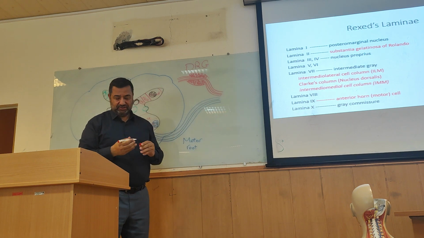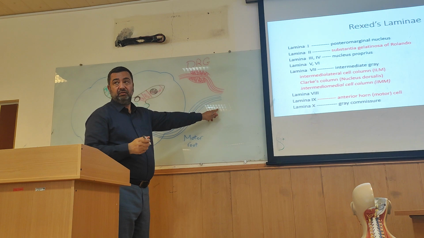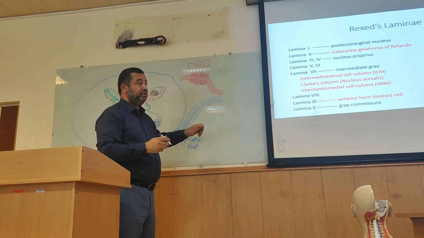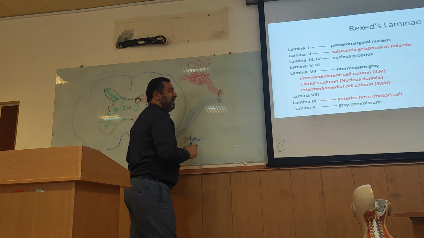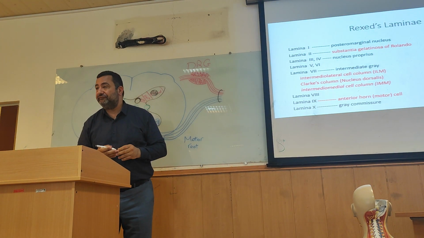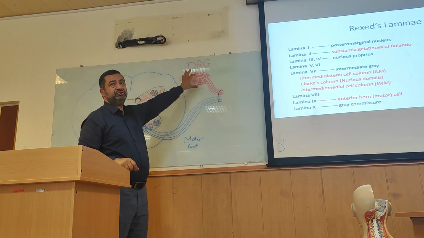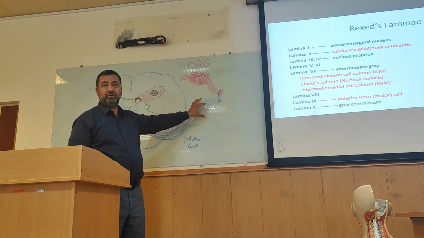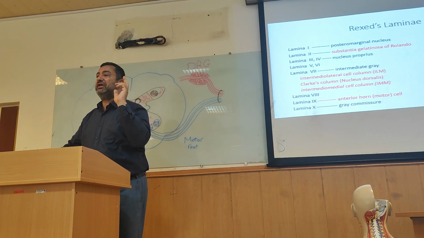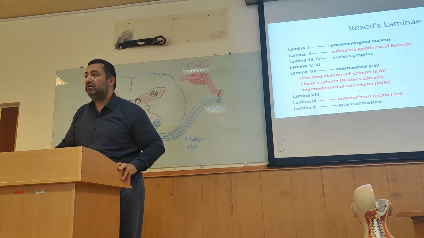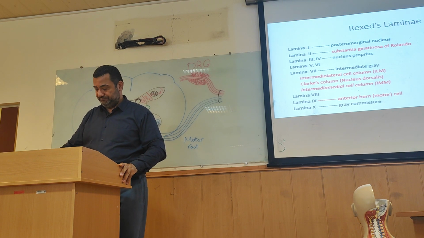These peripheral parts attach to the motor root in the intervertebral foramen and make the spinal nerve. This is the sensory root and this is the motor root, but this is a spinal nerve. If I ask you, spinal nerve is motor or sensory? You answer me, mixed.